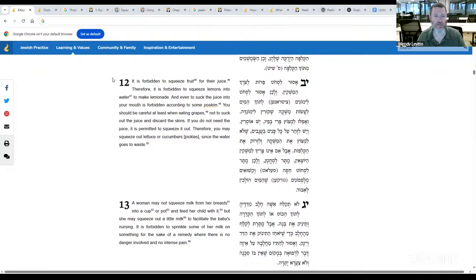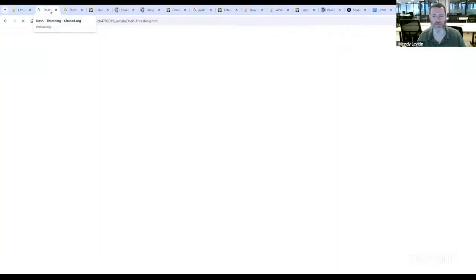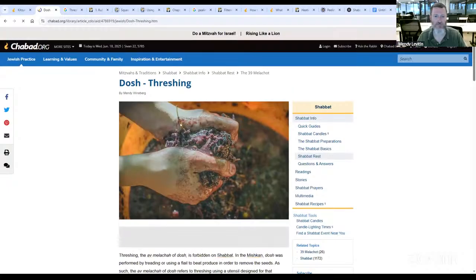Okay, let's see the footnotes. It says forbidden to squeeze fruit, number 45. This is considered mefarik, which is a by-law of dash, which is threshing. So dash, let's just bring it up quickly here. Dash is the problem that we have with the juicing, it's like this. Oh, no, we have a nice picture here.